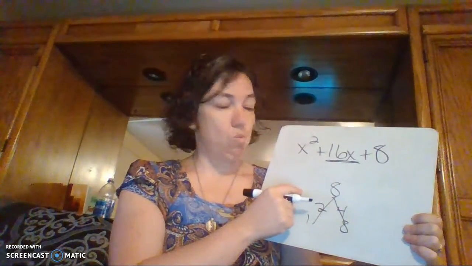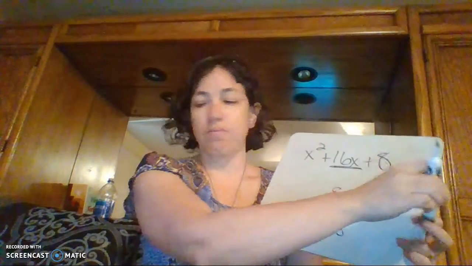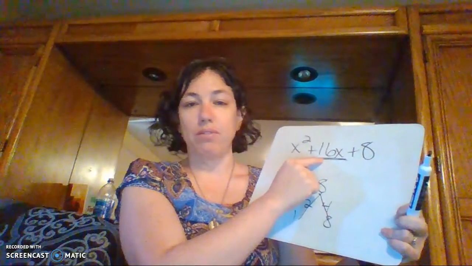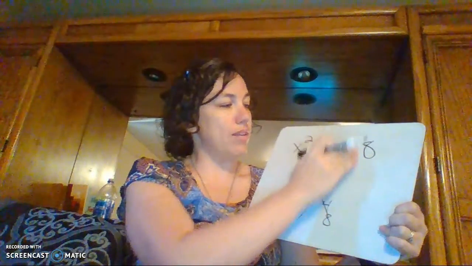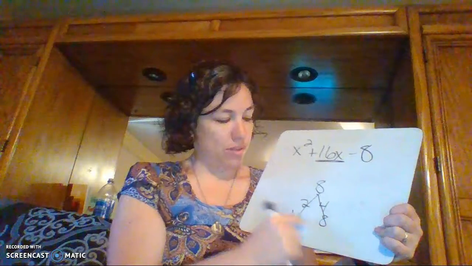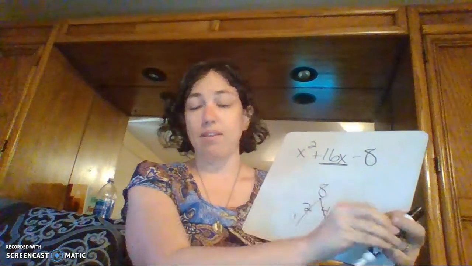This one wouldn't be able to be solved with factoring because my factors don't add up to the middle. Okay, even if this was a negative here, they don't subtract to the middle because that's 2 and that's 7, so I still can't make it.